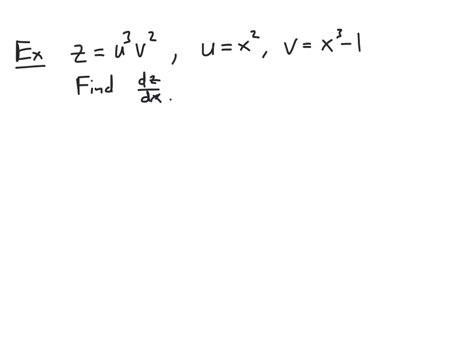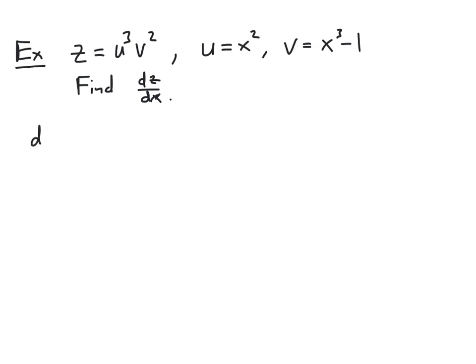Now, one approach you could take on this particular problem is to actually substitute x squared in for u and x cubed minus 1 in for v in this expression, and then explicitly write z as a function of one variable and then differentiate it using Calculus 1 material. But while you could do that, there are cases where the chain rule is absolutely necessary, where it's very difficult to compute z as a function of x, and once you compute it, you have a very difficult function to differentiate. So we're going to use this simple example to illustrate the chain rule. That's how we're going to approach this problem.